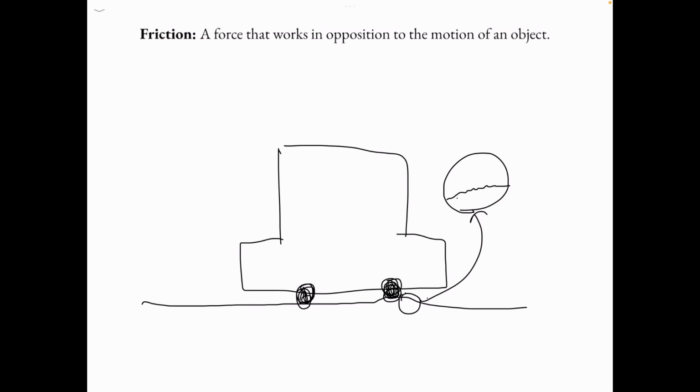Friction is a force that works in opposition to the motion of an object, meaning it slows down the motion of the object. It occurs between two solid bodies that are in contact with one another. Imperfections at the interface between the object and the surface bump into and rub against each other. This is what causes friction.